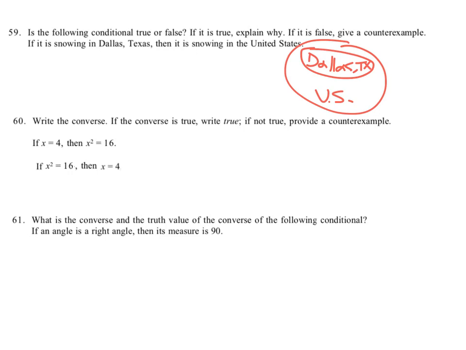Now, if x squared equals 16, then x equals 4. Is that always true? Well, it would be true if the only thing that you can square to get 16 is 4, but there's something else you can square to get 16, and that is negative 4. Negative 4 squared also equals 16. So just because x squared equals 16 doesn't mean that we started with x equaling 4. So that is not true, okay? So I'm just going to write false here, just to make clear, that's false, and here's the counterexample.